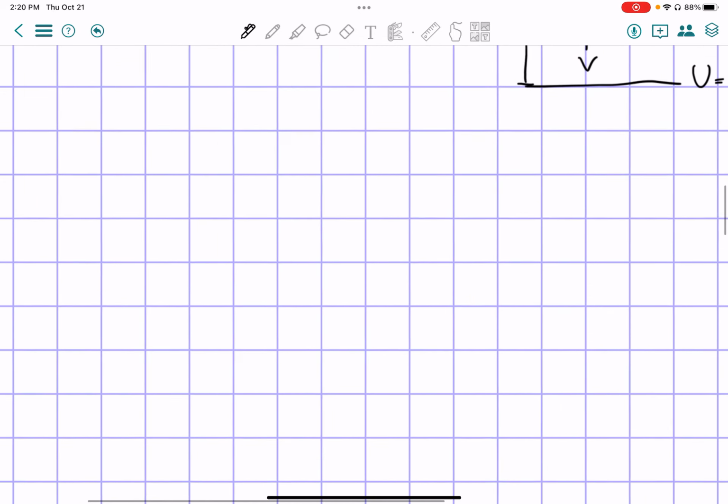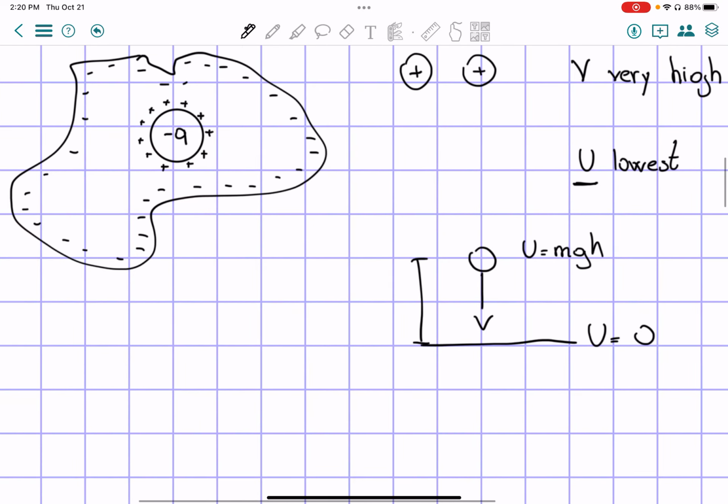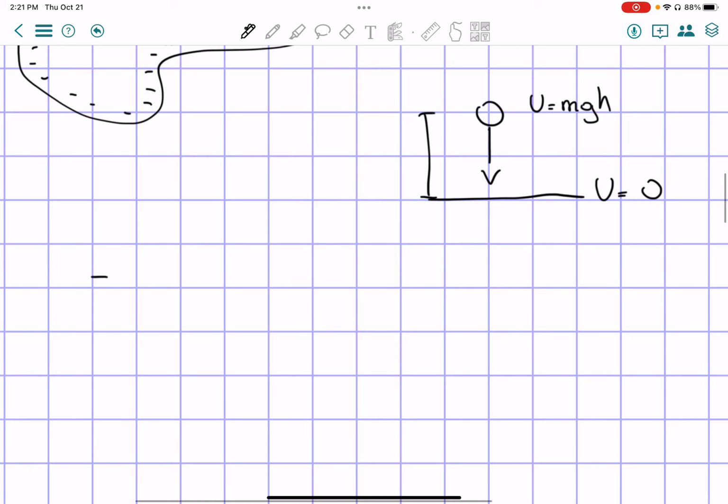This means that all these charges tend to get farther away from each other if they are the same sign, and closer together, as you can see, if they're opposite sign. Because as we know, a positive charge will attract a negative charge.